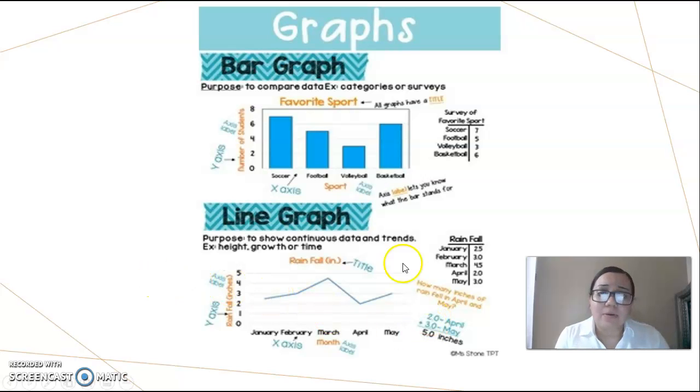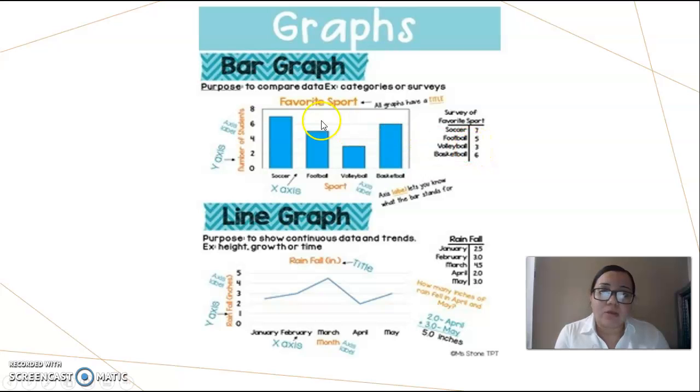So on the top you have your title, which here is favorite sports. On the side, you have the number of students, which is also your y-axis. This is your y-axis, and this is your x-axis. And here, your x-axis is sports. So it's the topic that you are looking for. And on the side, it's giving you the same data, just with the numbers already given to you.